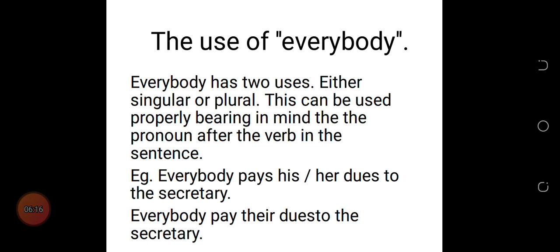Then when we come to the second one, we have everybody pay their dues. So pay is telling us that we have used a plural pronoun. I hope that is clear. Okay.